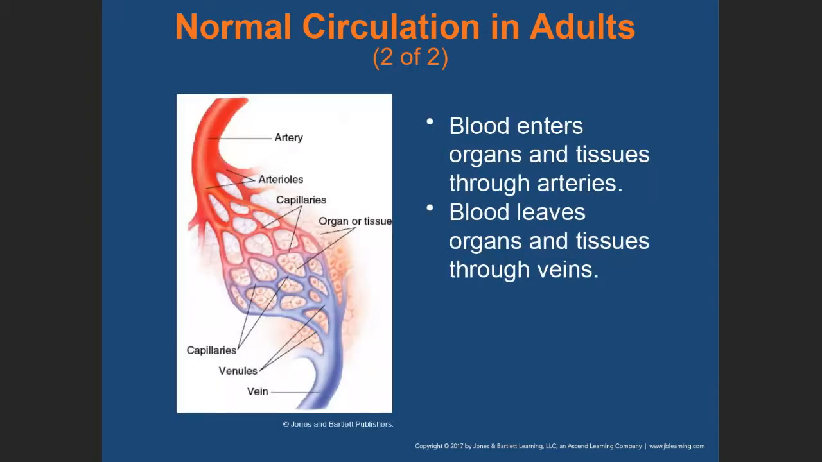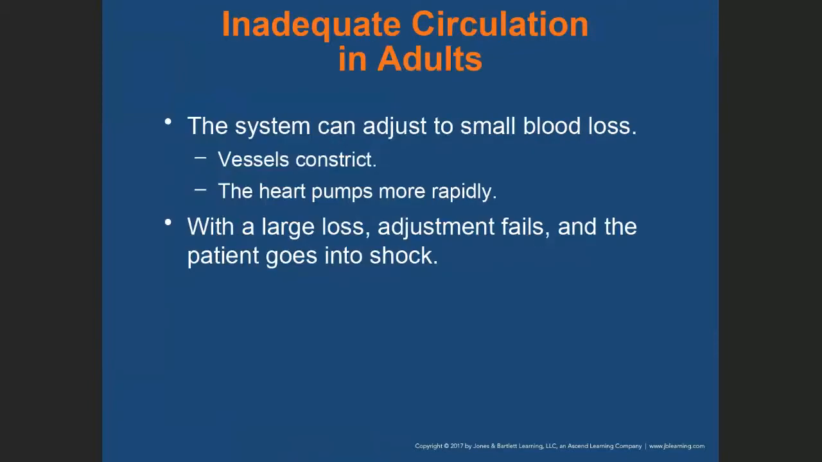So blood enters organs and tissues through arteries. Blood leaves organs and tissues through veins. Continuing with inadequate circulation in adults. The system can adjust to small blood loss, right? So if there is an opening in the network, the system can adjust, right? And once bleeding starts to occur, the first thing the body does is vasoconstrict the blood vessel, right?